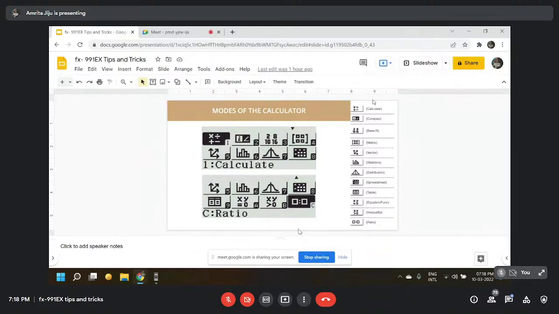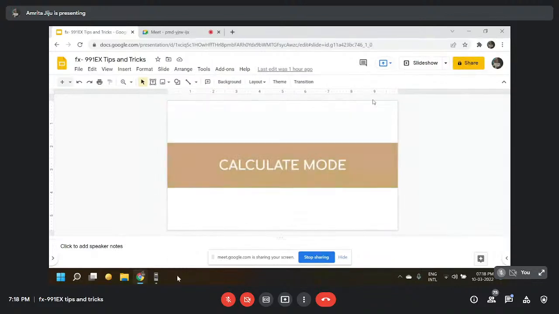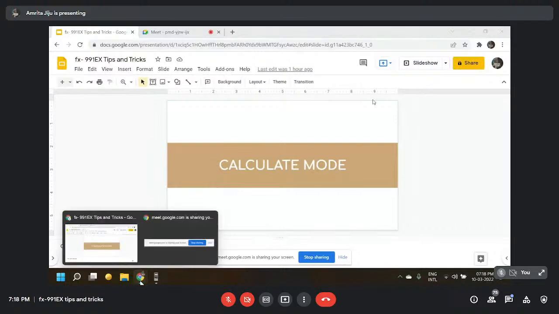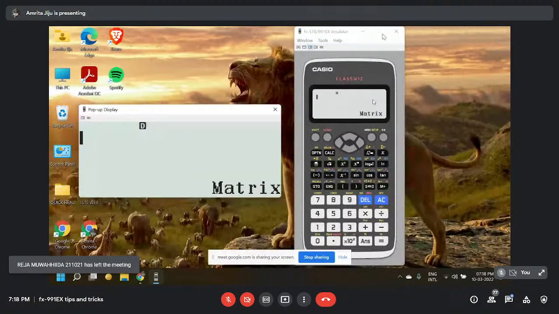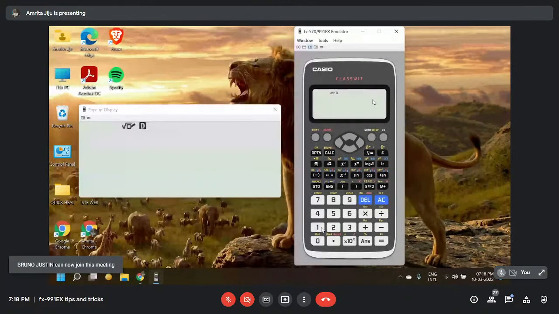So we can move on to the calculating mode of the calculator. As I have mentioned, I don't have an overhead camera setup right now, so we'll be switching over to an emulator of the calculator, which was downloaded from the same Casio website itself. This is how the emulator looks. Hope my screen is visible. Is the screen visible, guys? Yes, your screen is visible.